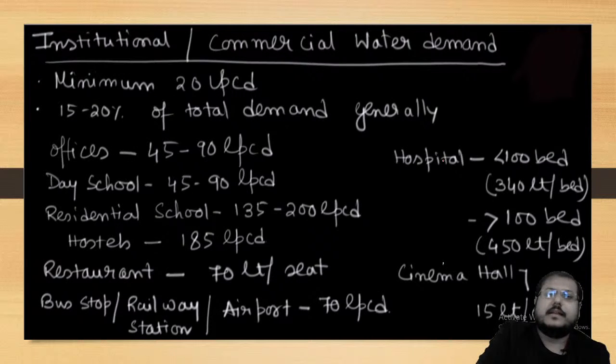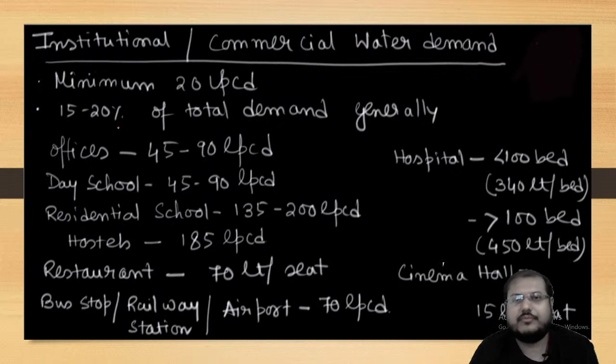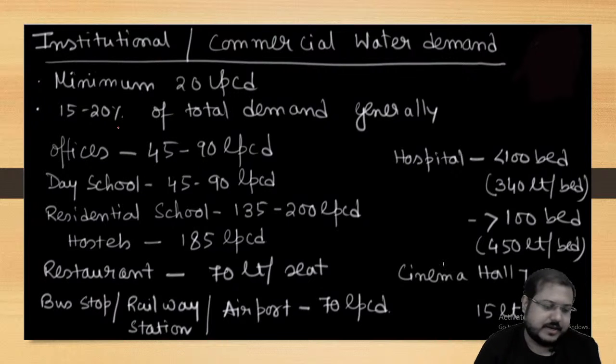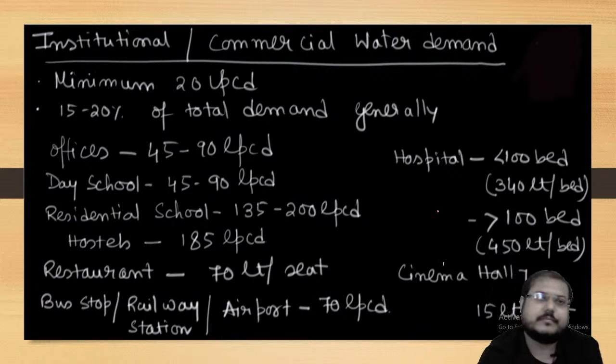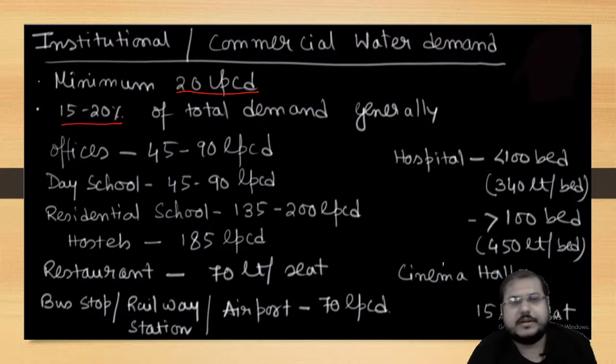Next, we are going for the institutional or commercial water demand. Institutional or commercial water demand means the water demand for institutes or commercial users, like different commercial places, offices, schools, hostels, restaurants, hospitals, everywhere. Here minimum 20 LPCD water is assigned, and generally it is 15 to 20% of the total demand.